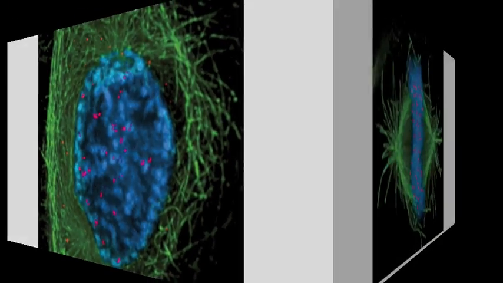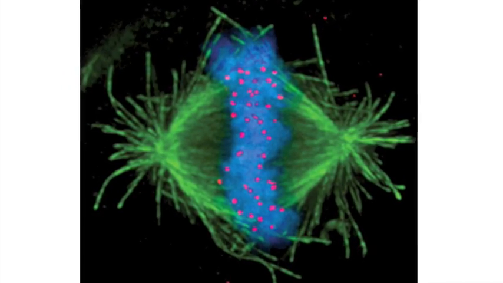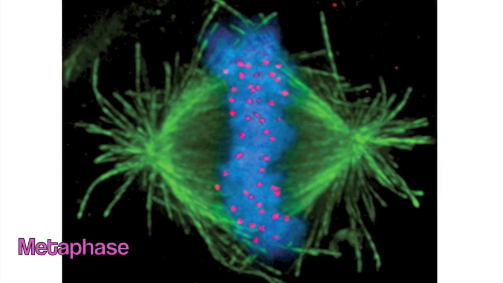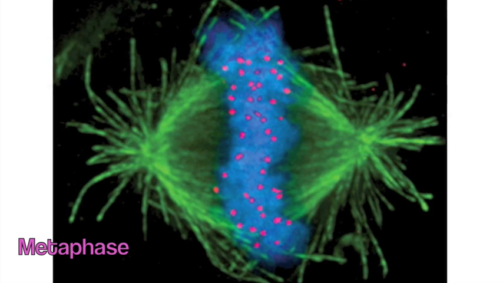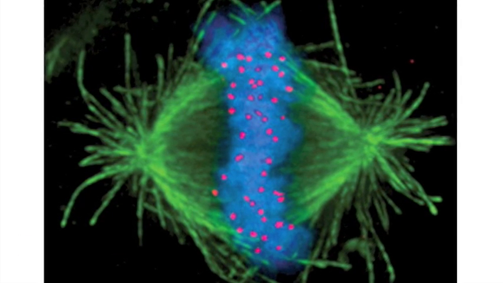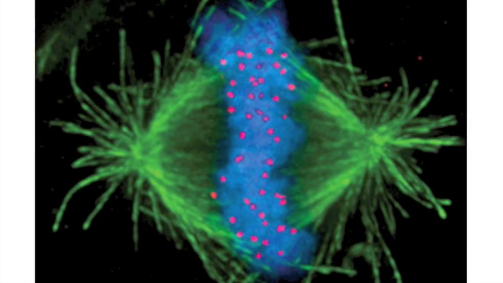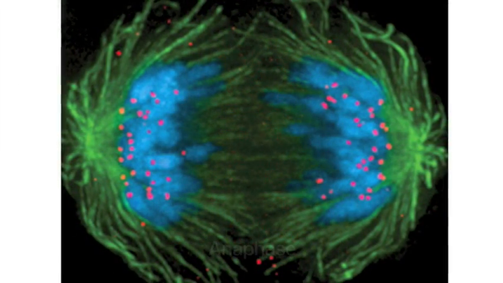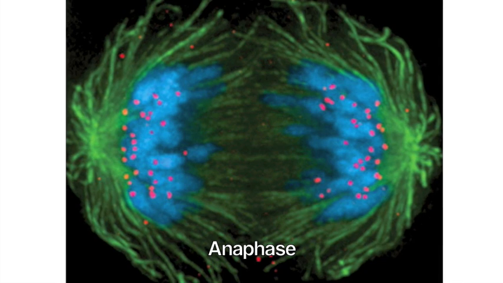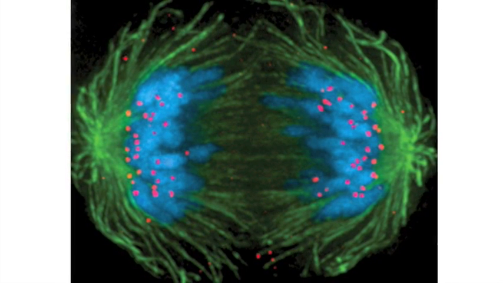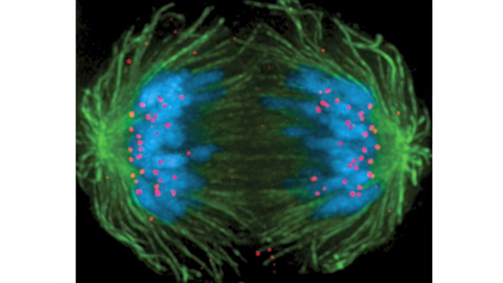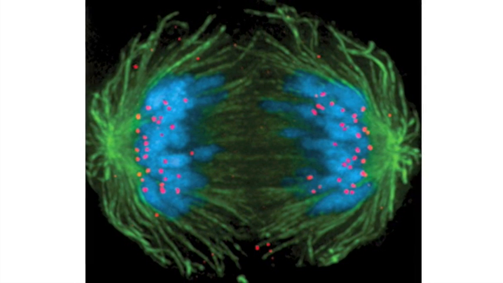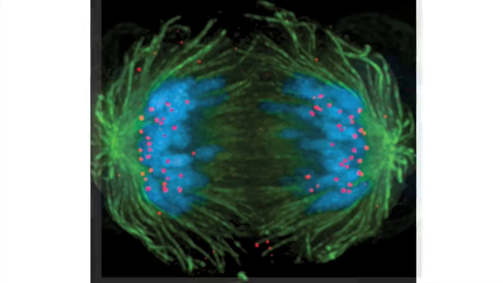As the spindle stretches and the centrosomes move towards opposite ends of the cell, the chromosomes move to the center of the cell in the stage called metaphase. In metaphase, the longest stage of mitosis, the chromosomes line up along the middle of the cell, held there by the microtubule spindles attached at the centromeres. The cell then enters anaphase, during which the centromeres of the chromosomes separate and each sister chromatid becomes its own chromosome. The two separated chromosomes are then pulled towards opposite poles as the microtubule spindles shorten. There are now twice as many chromosomes as there were in the previous stages.